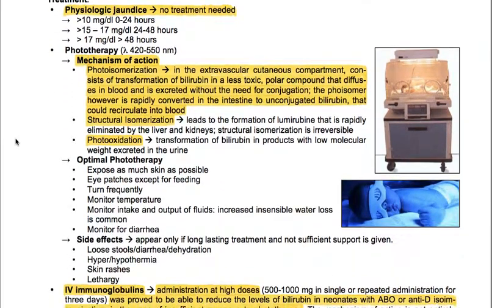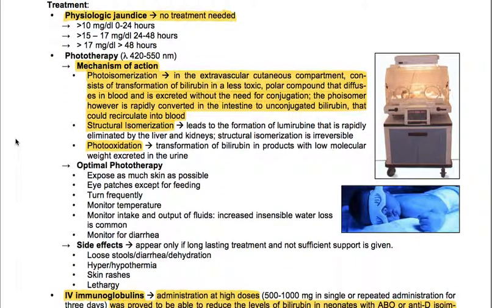Treatment. Physiologic jaundice, no treatment is needed. Phototherapy is indicated for bilirubin more than 10 mg per deciliter between 0 and 24 hours, between 15 and 17 milligrams per deciliter between 24 and 48 hours, and more than 17 milligrams per deciliter at more than 48 hours.